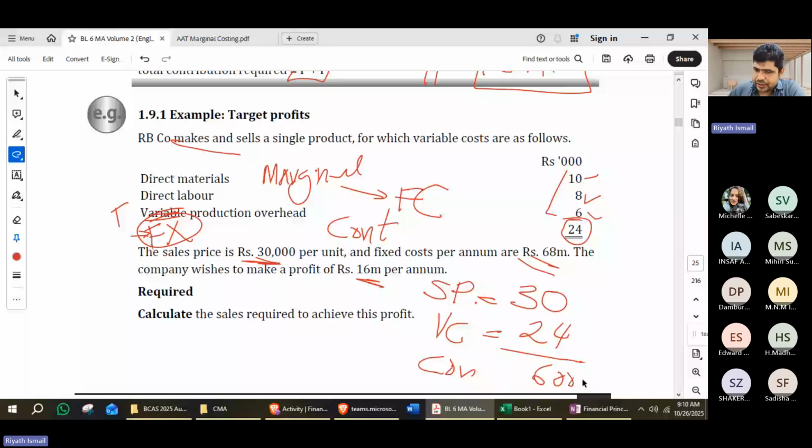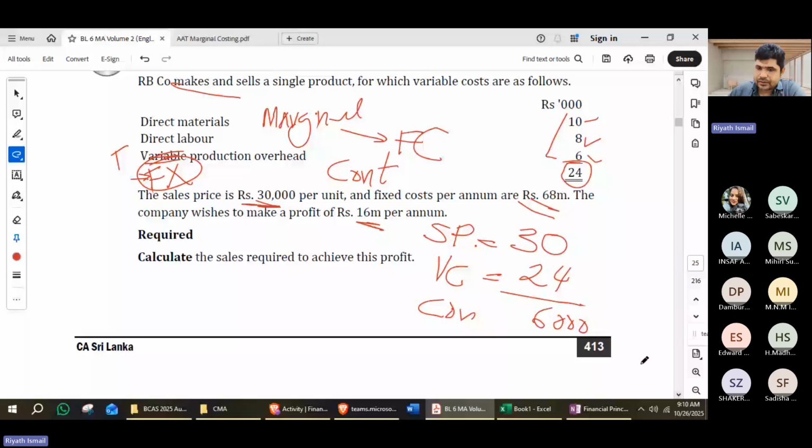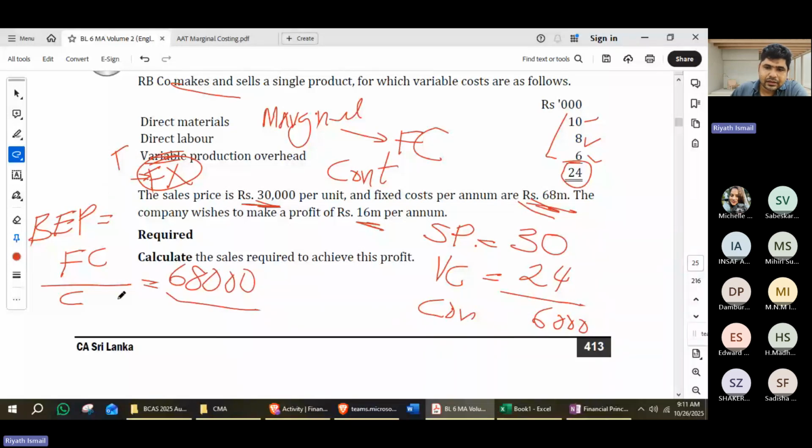At this moment, how can we calculate the break-even point? How many units have to be produced to achieve break-even point? The formula is break-even point equals fixed cost divided by contribution per unit. In this case, the fixed cost is 68 million, and contribution per unit is 6. Then how much is the break-even point here?